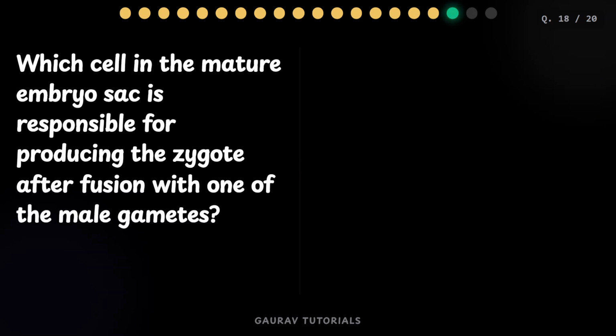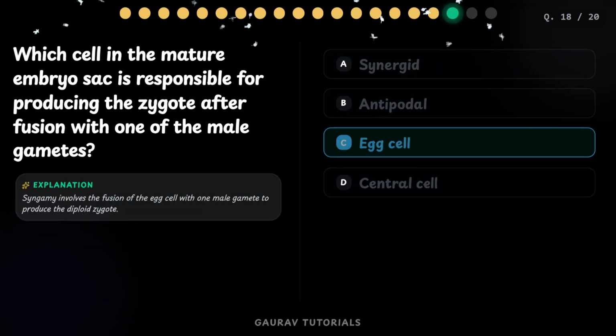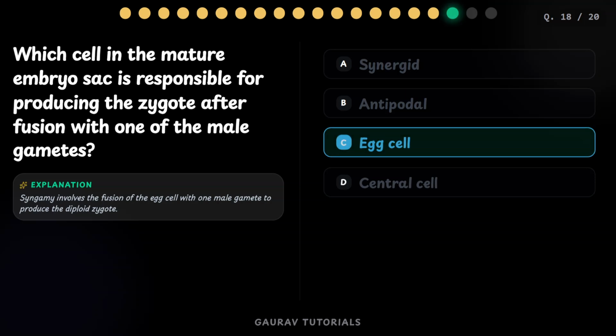Question 18. Which cell in a mature embryo sac is responsible for producing the zygote after fusion with one of the male gametes? The options are and the correct answer is option C, egg cell. Syngamy involves the fusion of egg cell with one male gamete to produce the diploid zygote.